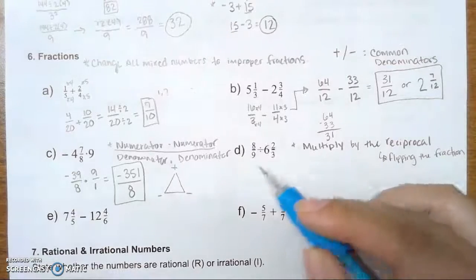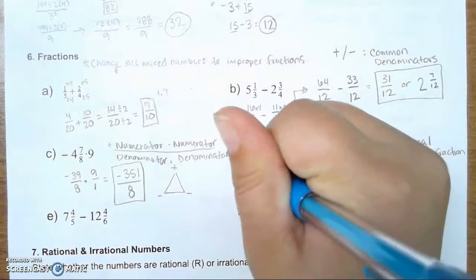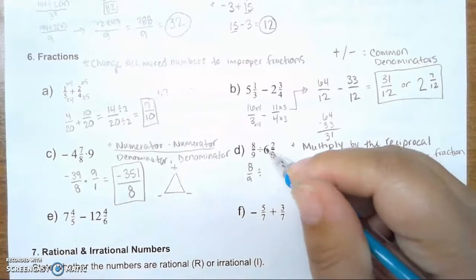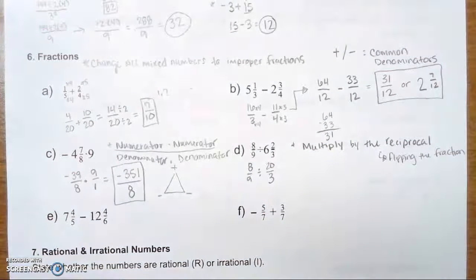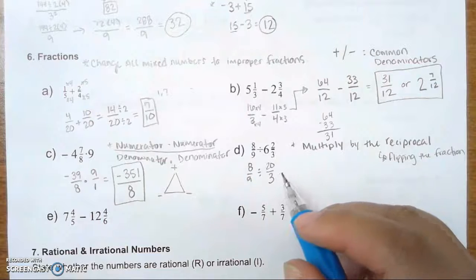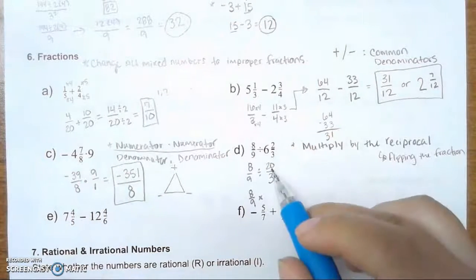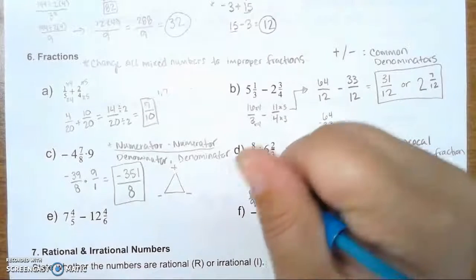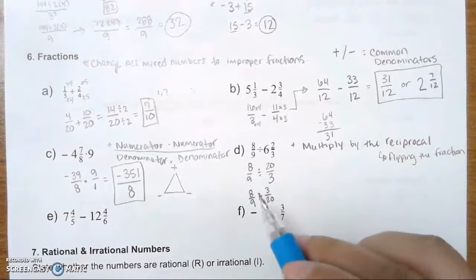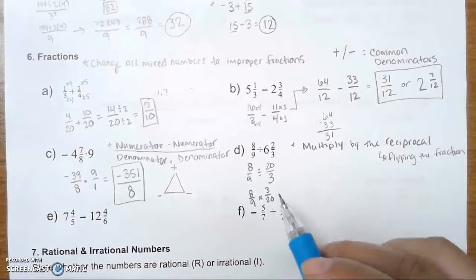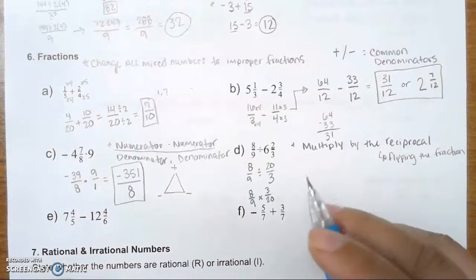So here, first, change all mixed numbers to improper fractions. So we have 8 over 9 divided by 3 times 6 is 18, plus 2 is 20 over 3. So now we keep the first fraction, multiply. The reciprocal of 20 over 3 is 3 over 20. So now we're left with a multiplication problem. To make the number smaller, we can cross simplify.